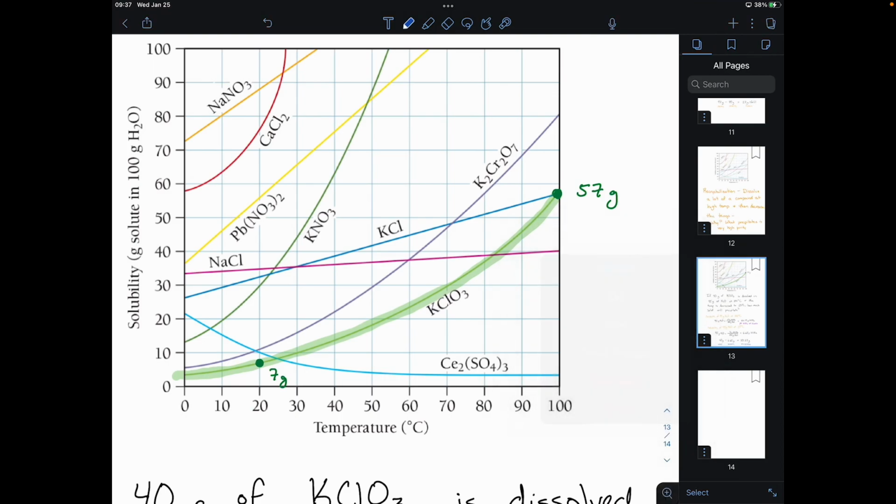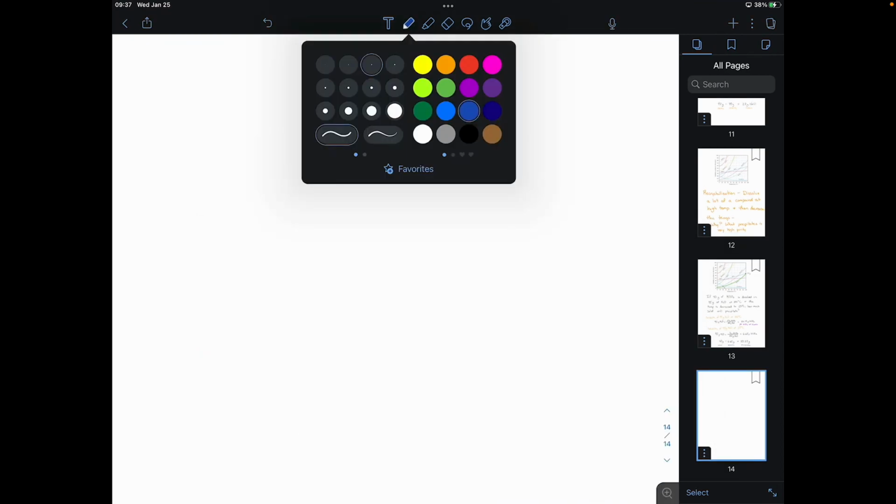All right, so now we're going to go on to gases.